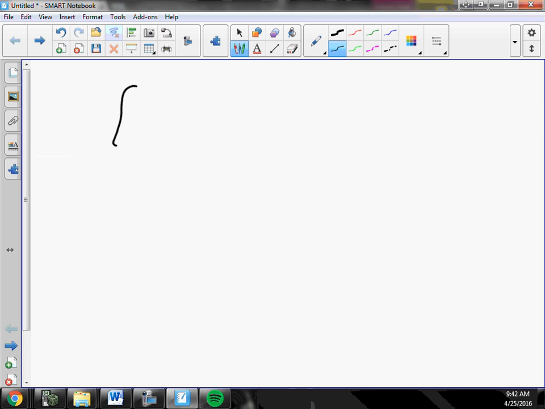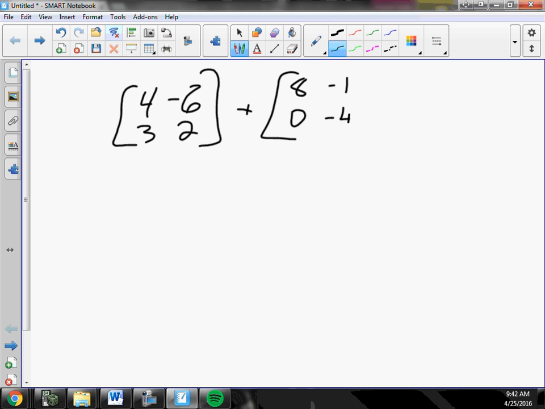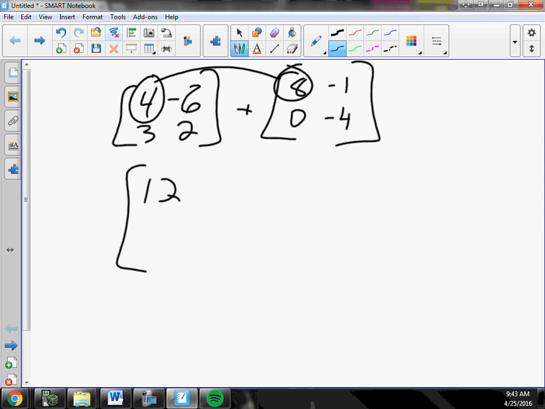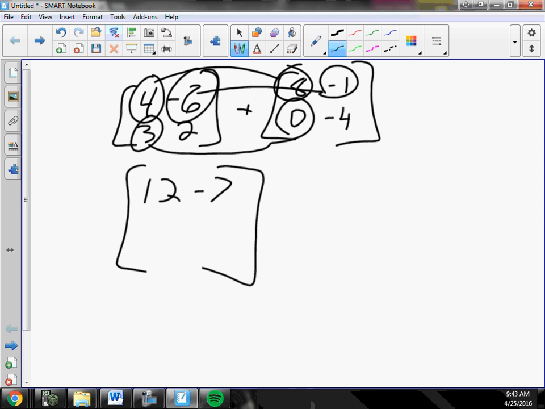So if I had, how do you suppose you add matrices together? So the row 1, column 1 point, so the 4 and the 8 add together. So this adds to that, which is 12, and it creates a new matrix. This added to that is going to be -7. This added to that, 3, -2.